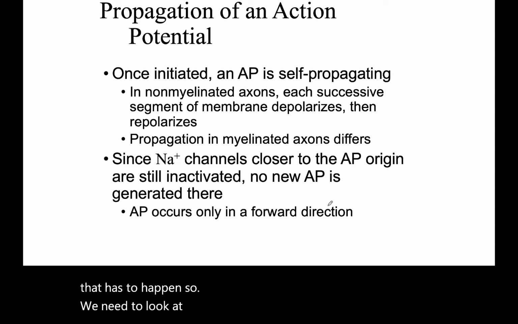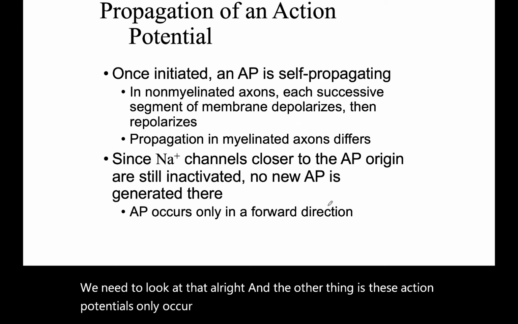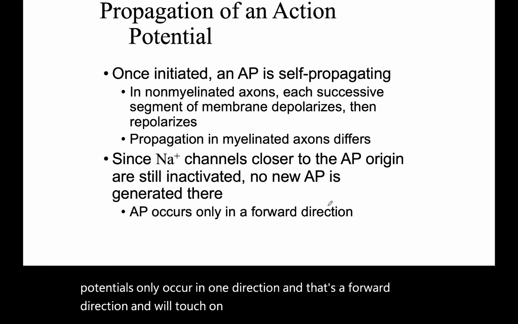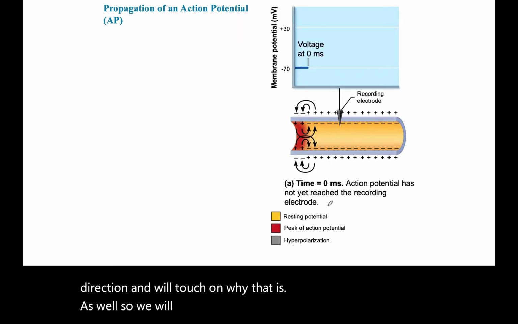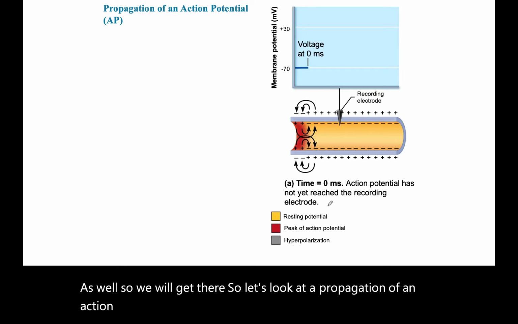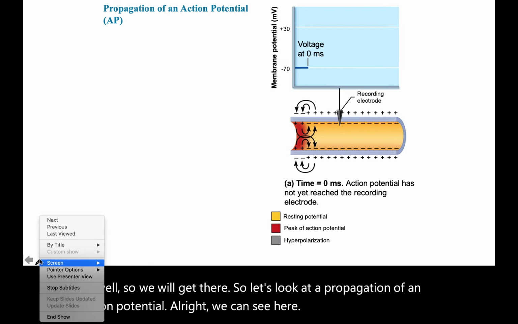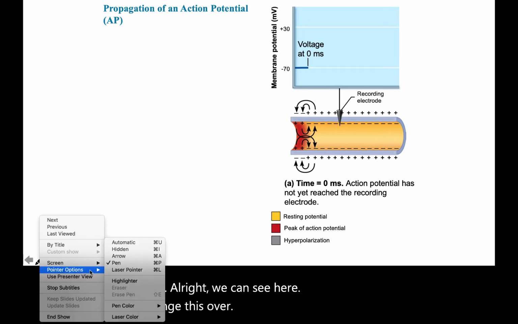The other thing is these action potentials only occur in one direction, and that's a forward direction. We'll touch on why that is as well, so we will get there. So let's look at a propagation of an action potential. We can see here, let me just change this over.